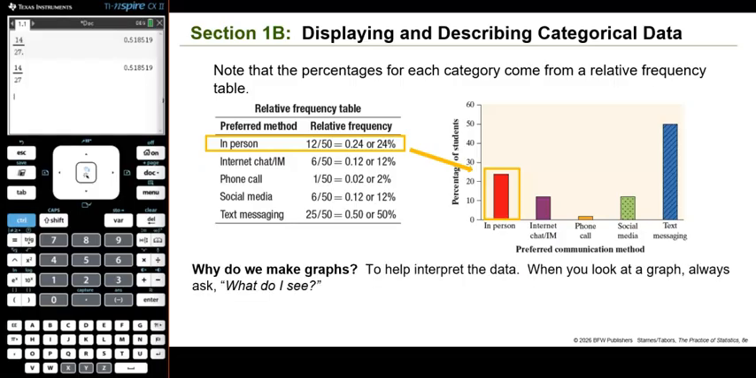This is really nice. I really prefer to look at a bar graph rather than a table of values. A table doesn't pop as much. It's easy to see, oh man, text messaging, a lot of people really like that. In person is pretty popular as well. Phone call, evidently no one makes phone calls anymore. I'm not sure what's happening there.